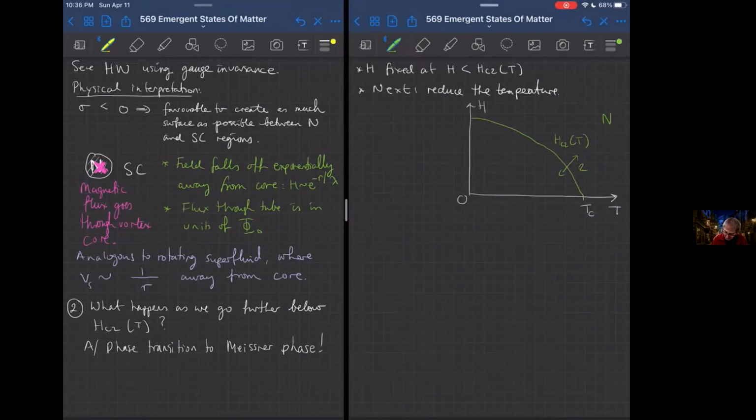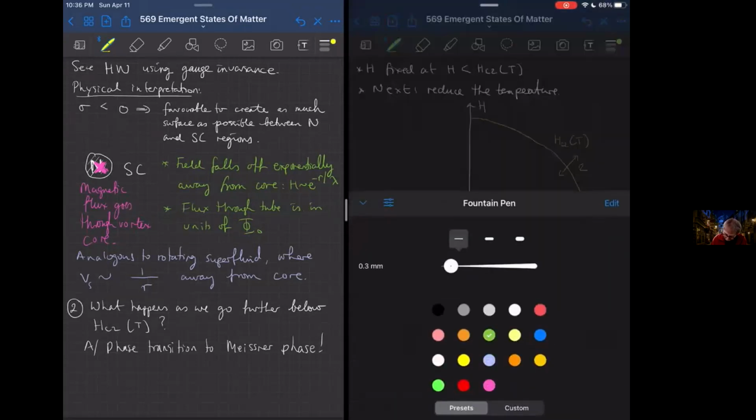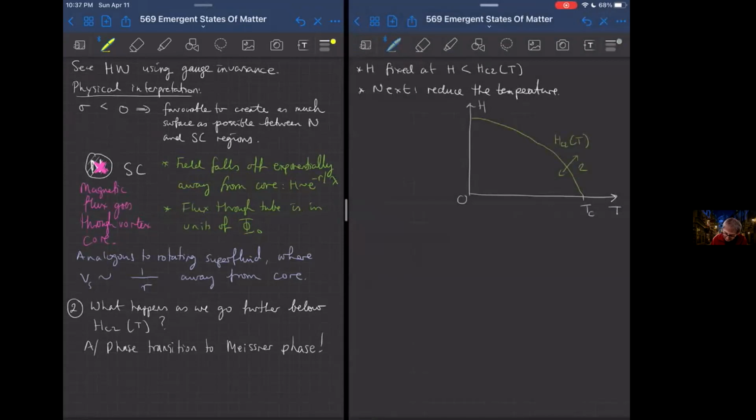And so now what I want to do is choose an H. So this H, which is less than HC2, and now ask what happens as we start reducing the temperature and going in this direction. Okay, so that's where we're going in the magnetic field-temperature plane. So as we reduce the temperature, then the penetration depth gets reduced.